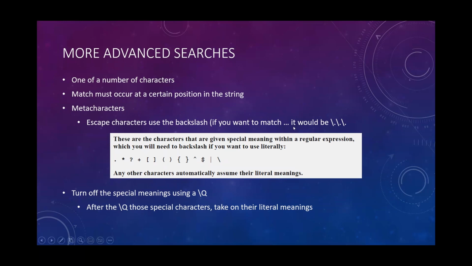So here, if we want to match a dot, dot, dot as an ellipsis, it would be slash dot, slash dot, slash dot. We can turn off the special meanings of these specific characters by using a slash capital Q. After the slash capital Q, the special characters are no longer special and they take on their normal meanings. So if I said slash capital Q before these ellipses, I could then just put dot, dot, dot and not have to put the slash dot, slash dot, slash dot.